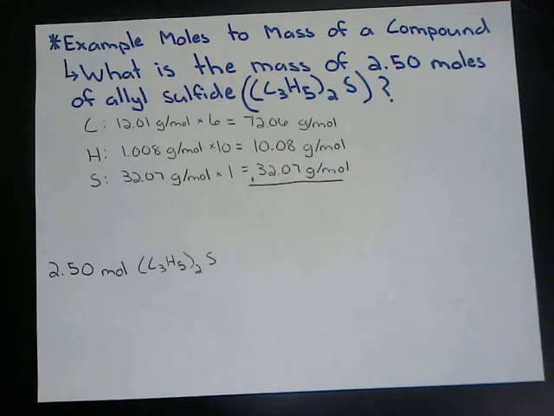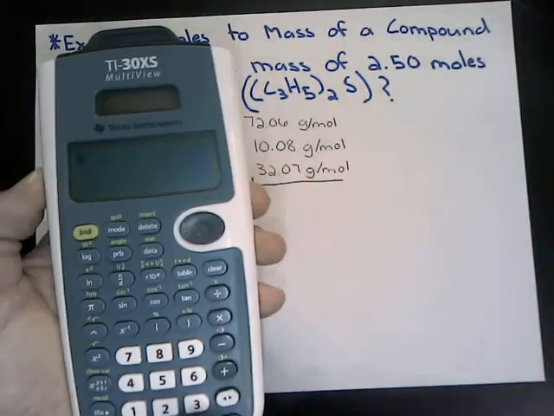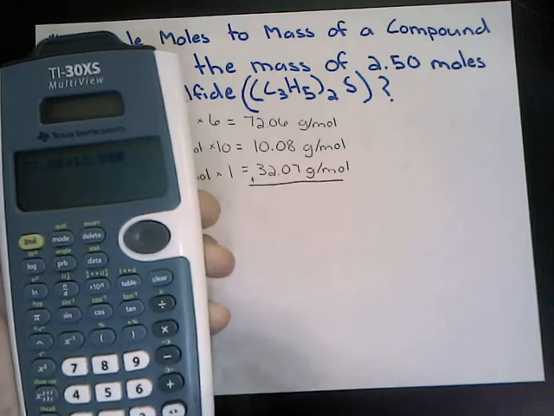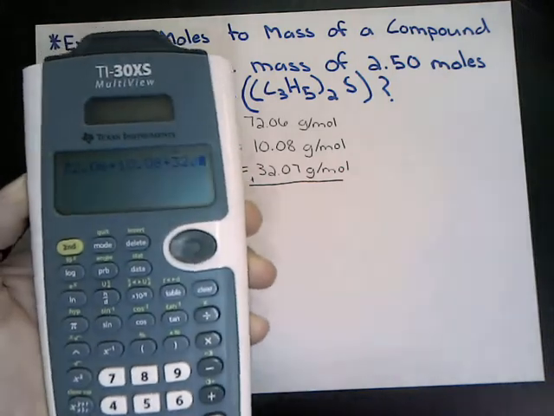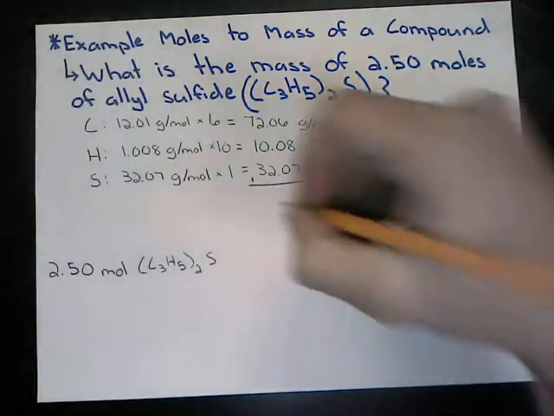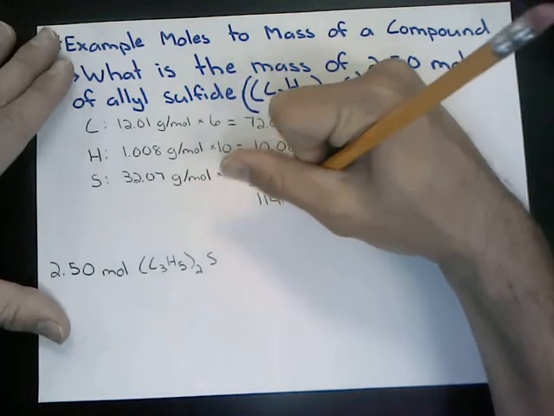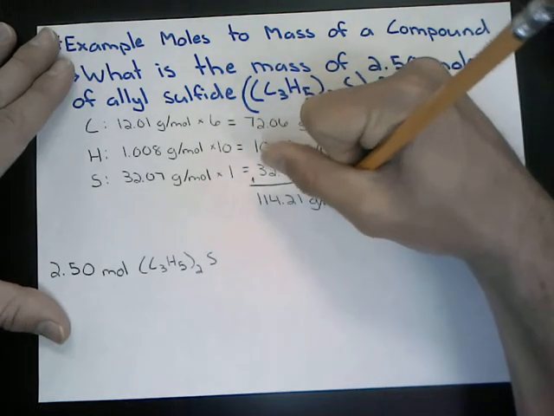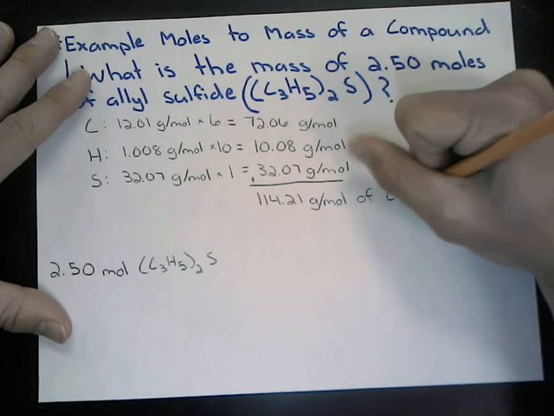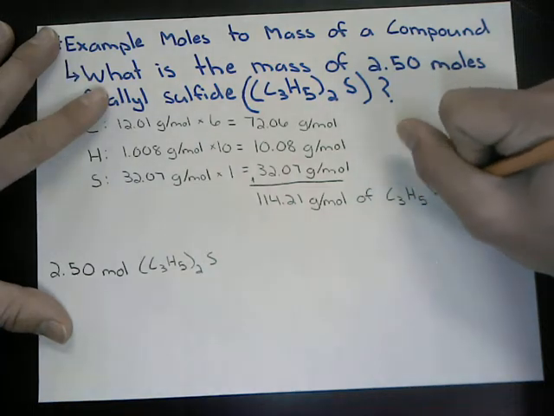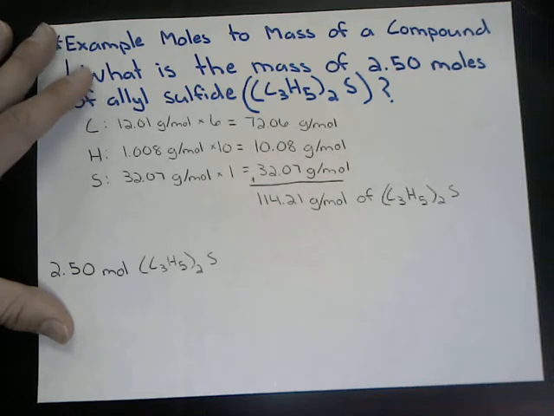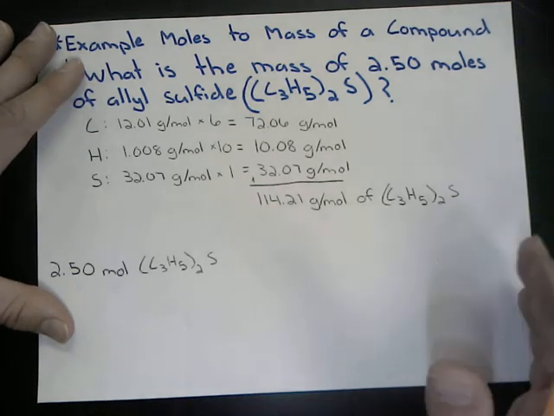Now the last step here to find the molar mass is we just add these numbers that we just calculated all together. So we put in our calculator 72.06 plus 10.08 plus 32.07. We press enter. We get a molar mass of 114.21 grams per mole of C3H5 2S.